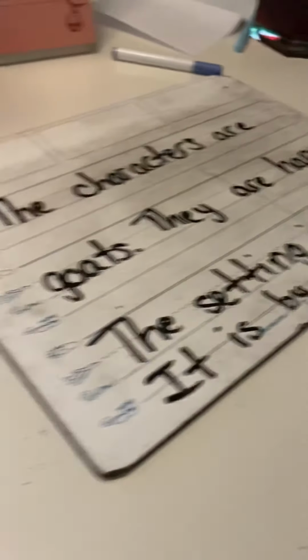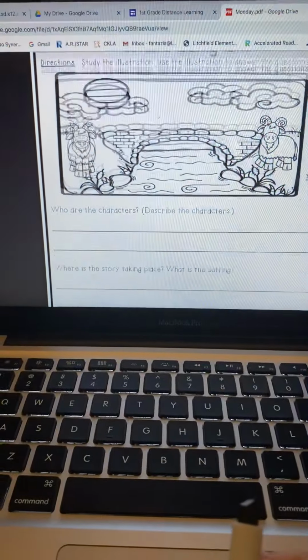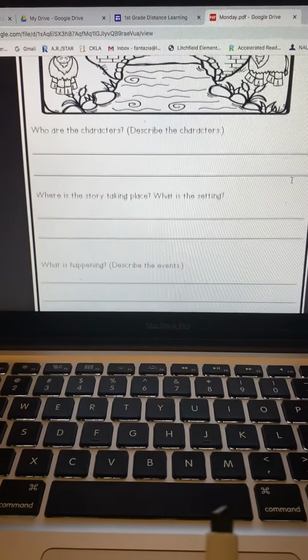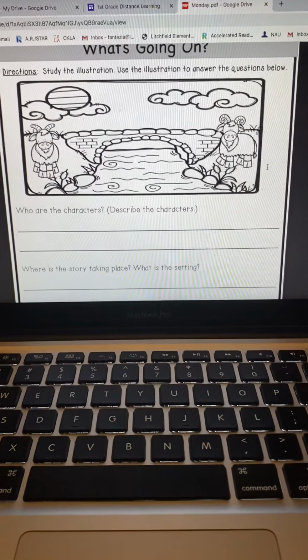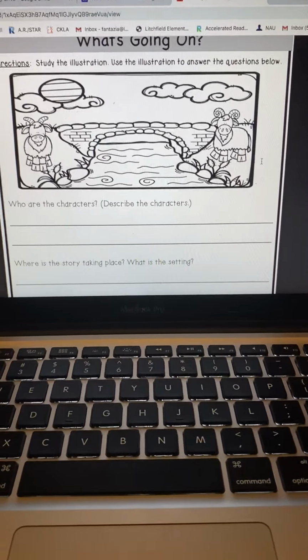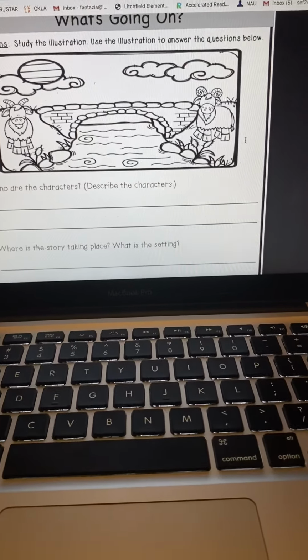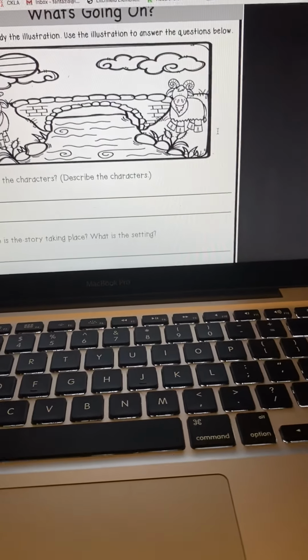So at this point, I could go on to question number 3. What's happening? This is hard because we don't really know. If you don't know the story, it's hard to know exactly what's happening. So we're just gonna look at the picture and see if we can figure it out.